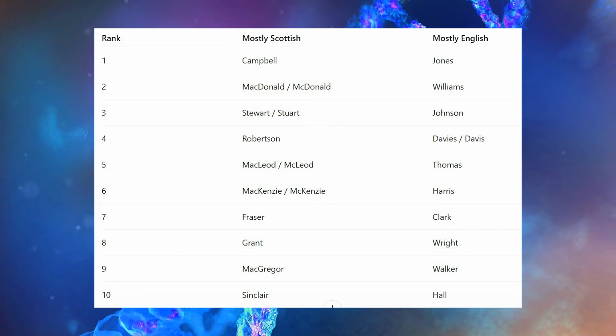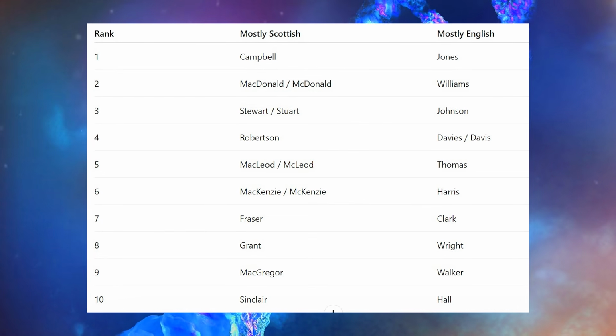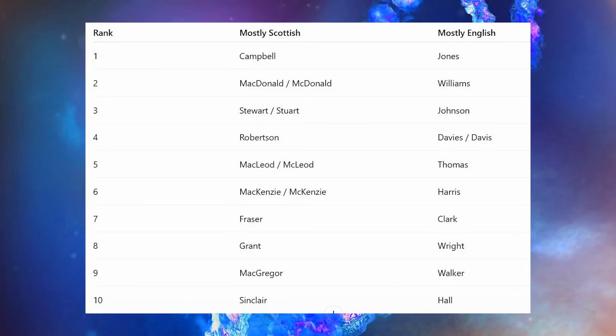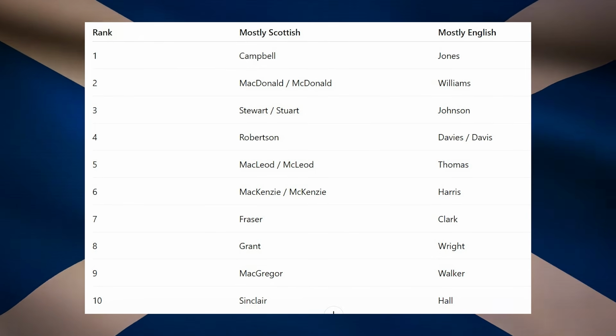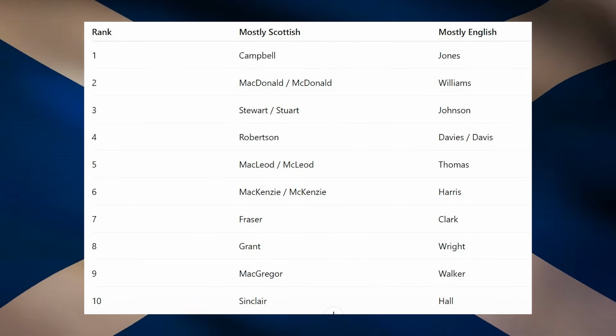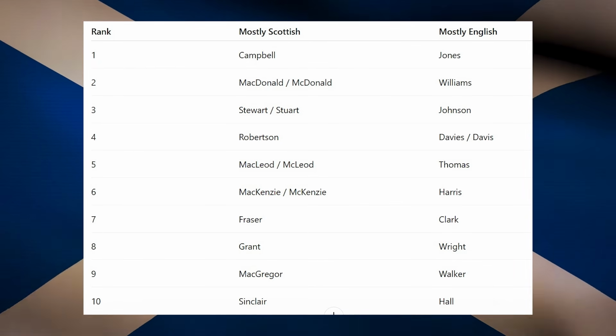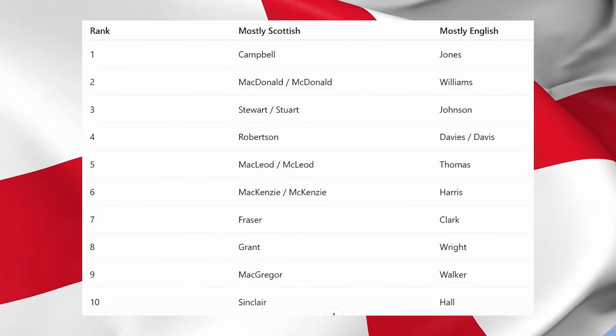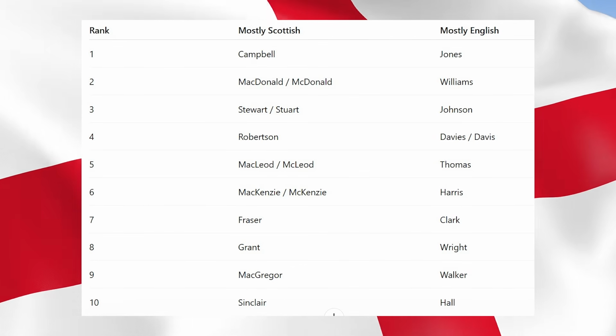But the first clue is surnames. Now look at this table. This shows some of the most common surnames in people with Scottish and English ancestry around the world. Scottish surnames are often linked to clans, and prefixes like Mac or Mick are common, meaning son of course. English surnames, by contrast, are often occupational or location-based.